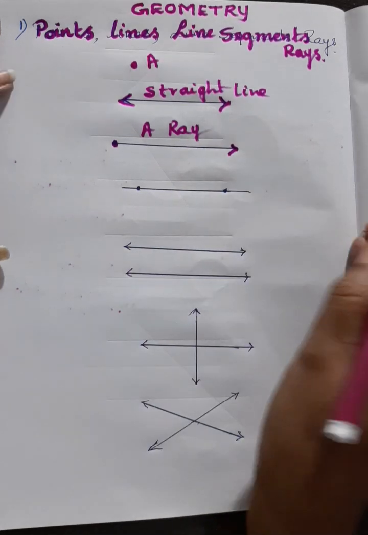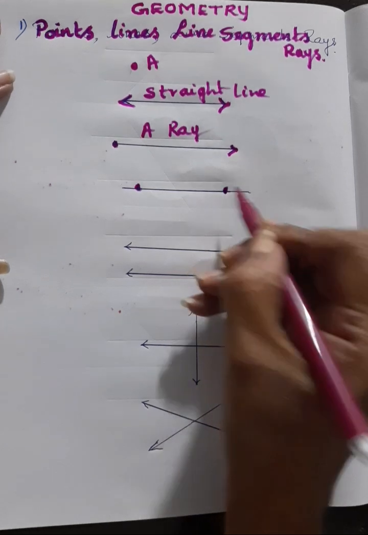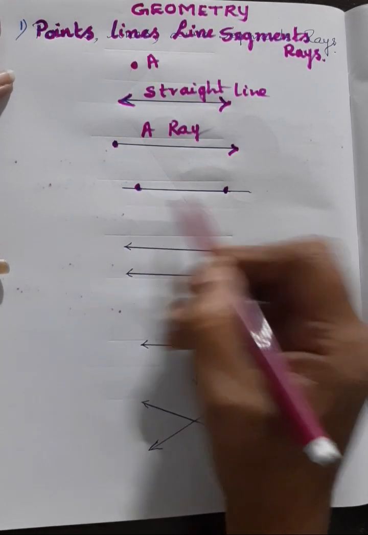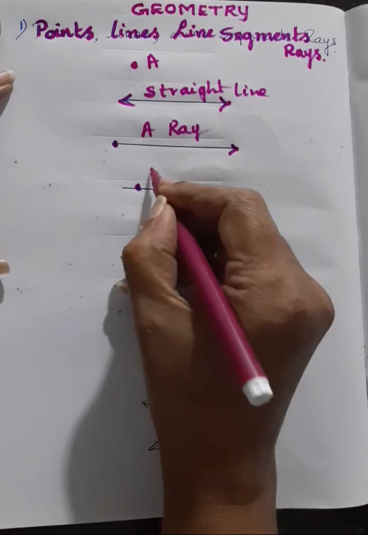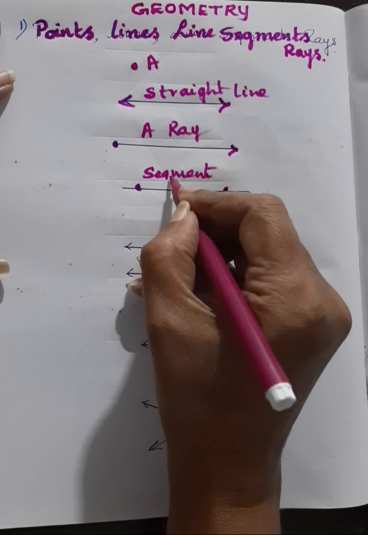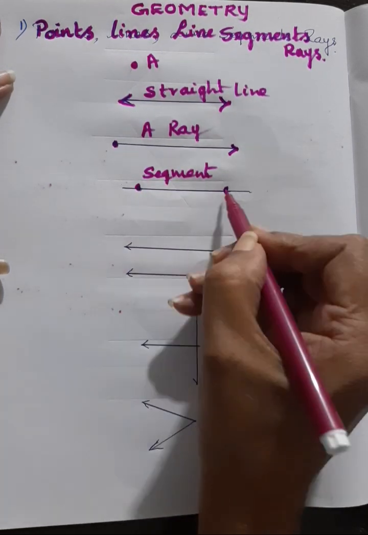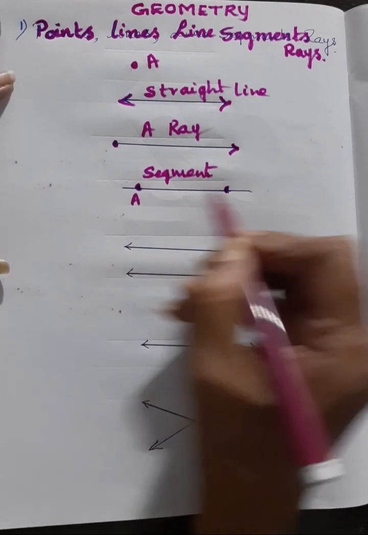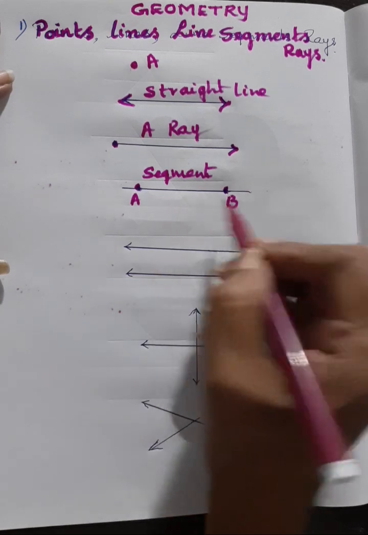After that, segment. Segment means a line that has two end points. This is one point, another point is this one. Understood?